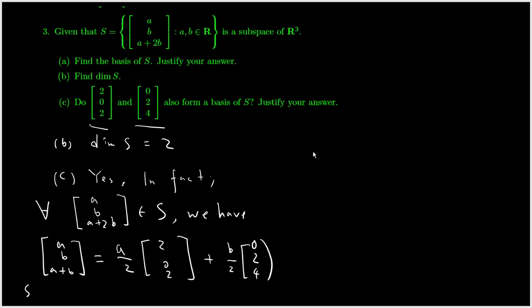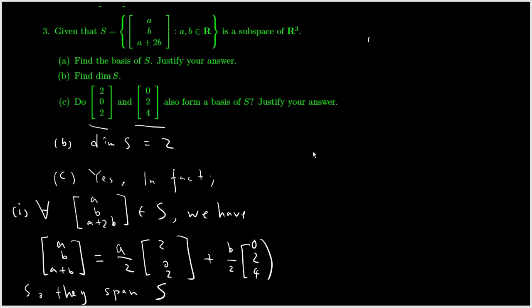So the two vectors in question C, they span S. Again, it means every vector in S is a linear combination of the two vectors in question C. That's the first condition we need to verify.